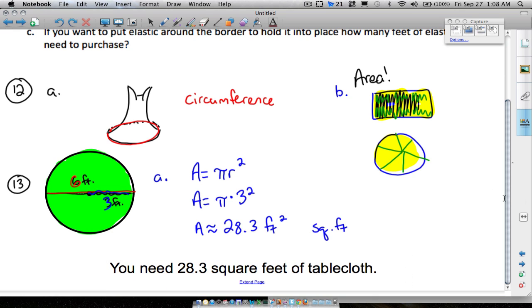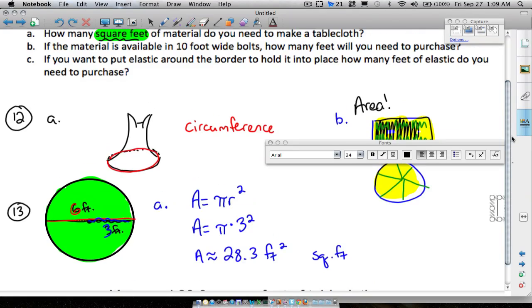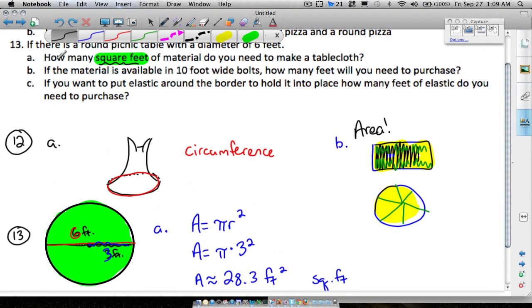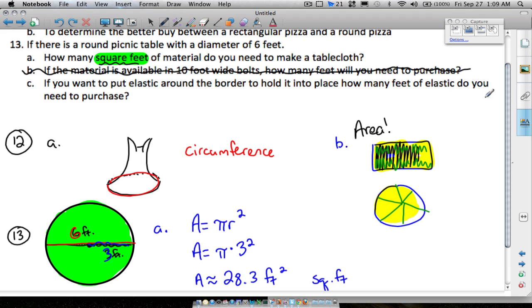Now for question B, let's omit that because I don't think there's enough information, and quite frankly, 10-foot wide bolts, I don't know. Let's just skip that problem. You won't have one like that on your final or on your DMA module exam. However, question C, definitely want to know this one too. Question A, we used the area because we wanted to cover the surface. We wanted to find the square feet needed to cover this picnic table.